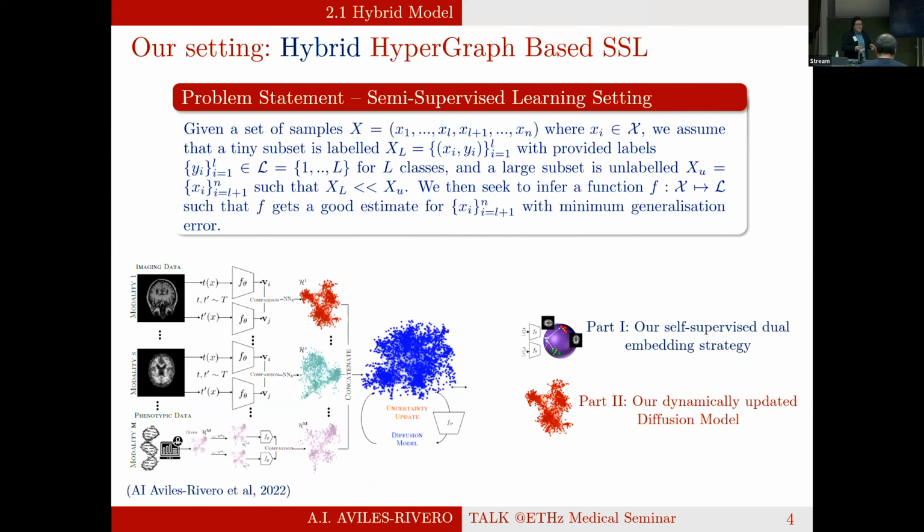The main idea is that we are in a semi-supervised setting. We have a large amount of data, the majority unlabeled, and tiny labeled sets. So the idea is how we can estimate the labels for the large amount of unlabeled data, hopefully with minimum generalization error. Here we have different types of data: in this case PET, MRI, genetics, and demographics.